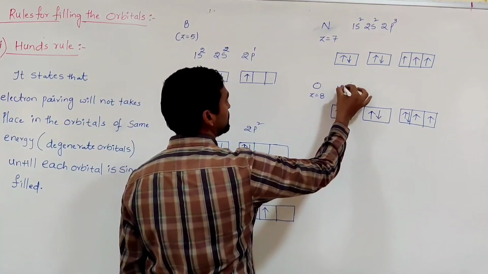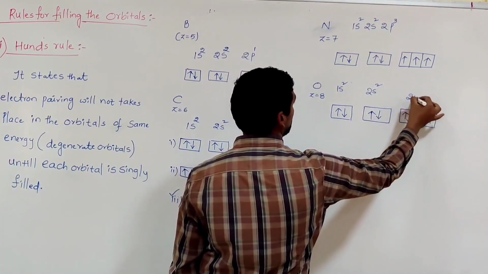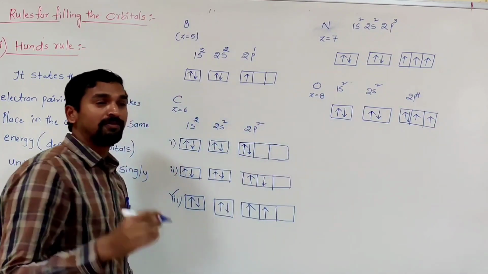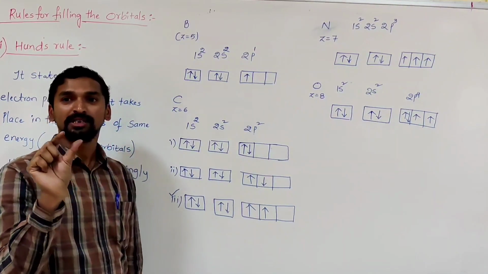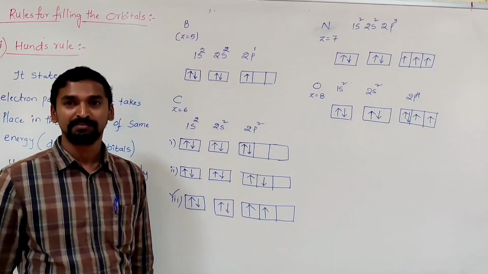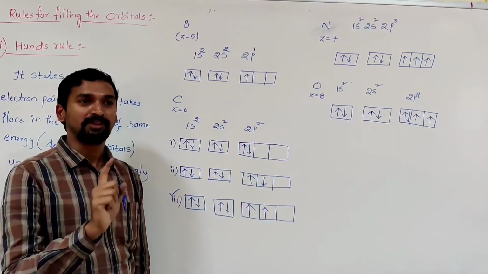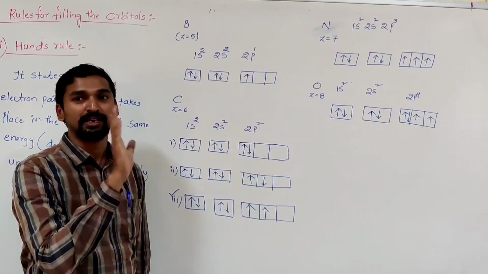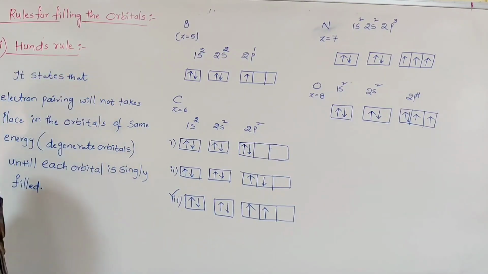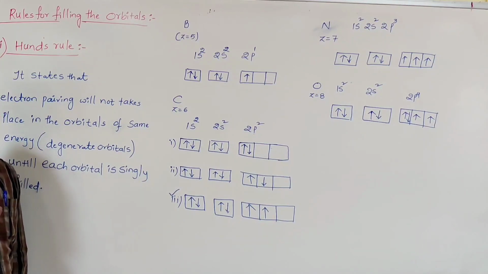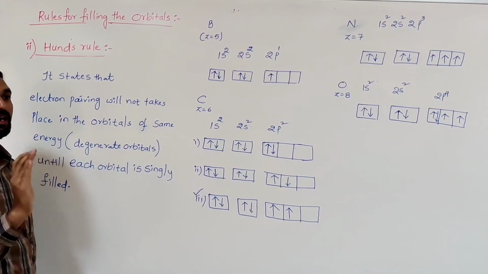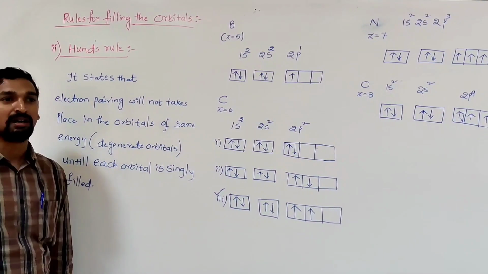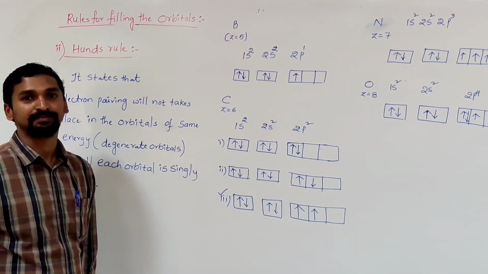Simply, what is that here? 1s2, 2s2, 2p4. That means whenever you are filling the degenerate orbitals, first each orbital is filled with electrons with parallel spins. After filling each orbital with one electron, the pairing will start. So that rule is called which one? Hund's rule of maximum multiplicity. These three rules, the first one Aufbau principle, second one Pauli's exclusive principle, third one Hund's rule. These three rules are used to write the electronic configuration of different atoms.